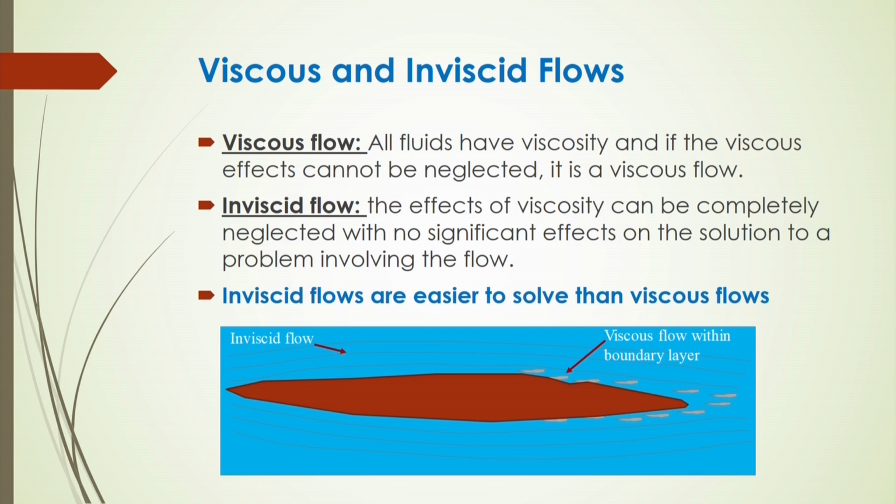In this diagram, you see a viscous flow within the boundary layer, whereas the inviscid flow is beyond this, some distance away from the object, where there is no viscosity effect. Adjacent to the solid surface, the flow gets disturbed and there is some change in the velocity pattern. So, it is represented as a viscous flow within the boundary layer.